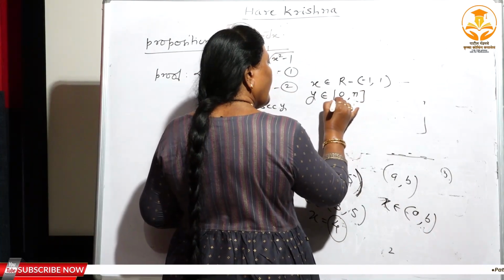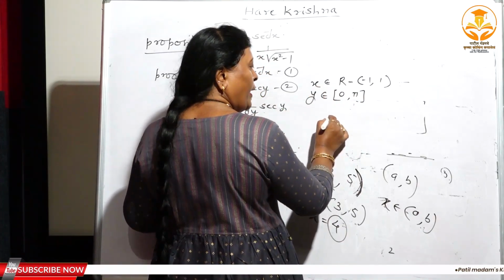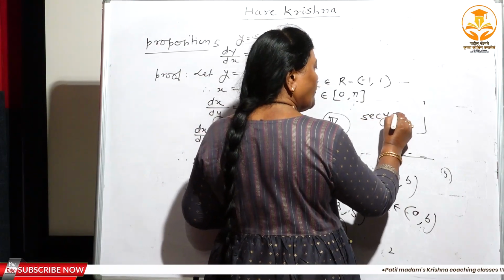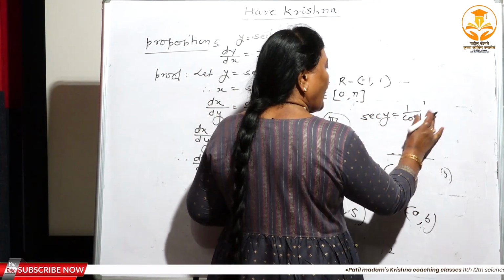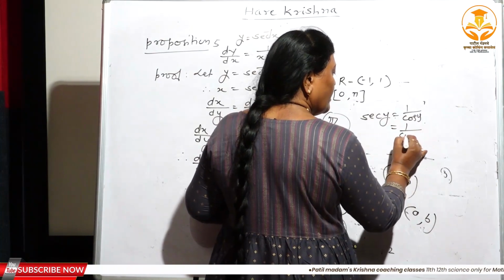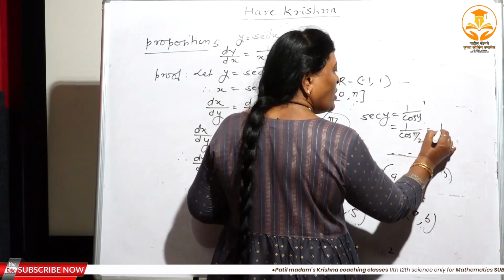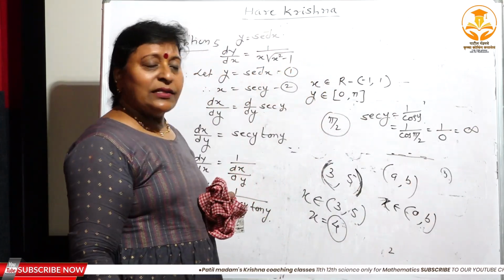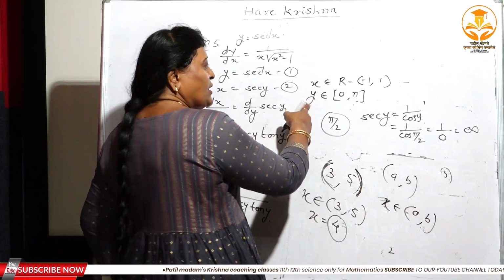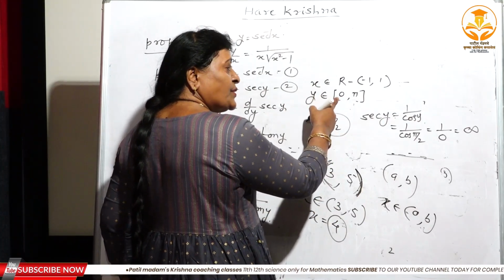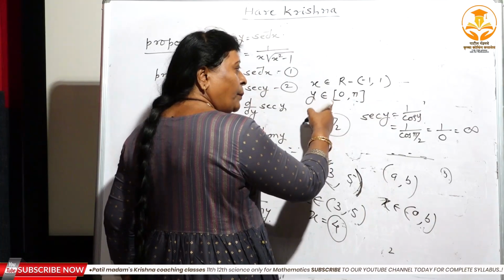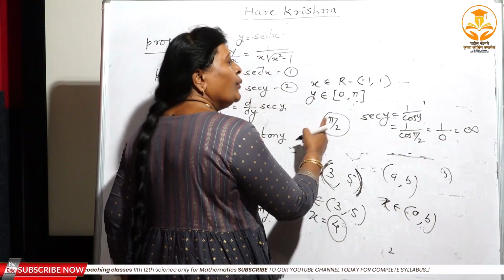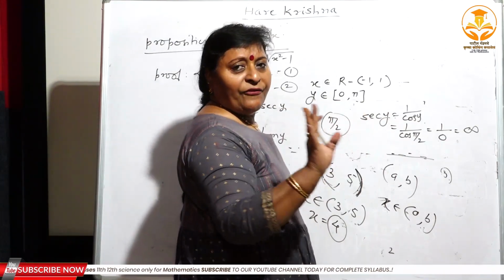0, pi. But in the 0, pi, there is one value, that is pi by 2. You know sec y is nothing but 1 upon cos y. And if you consider y equal to pi by 2, cos pi by 2 is equal to 0, and 1 by 0 is undefined, that is infinity. Therefore, when y is ranging from 0 to pi, in between there is one value, pi by 2, and at pi by 2 the sec function is not defined.